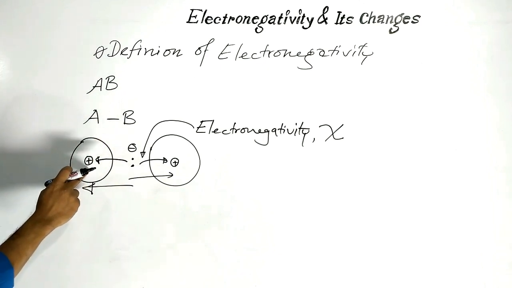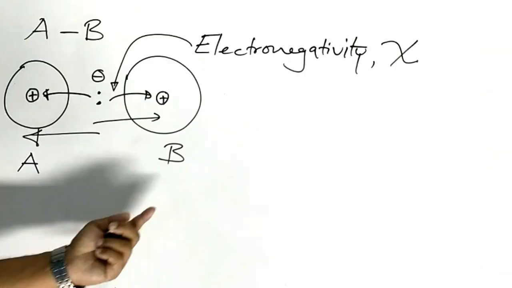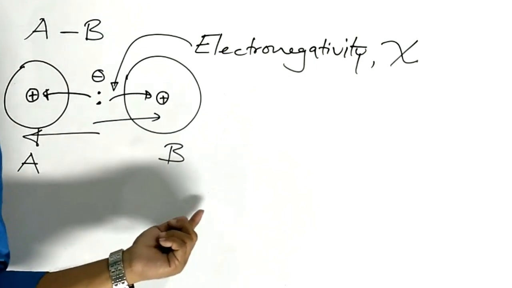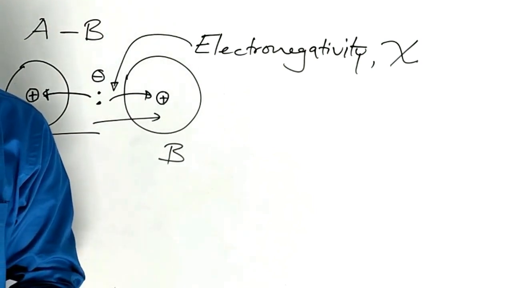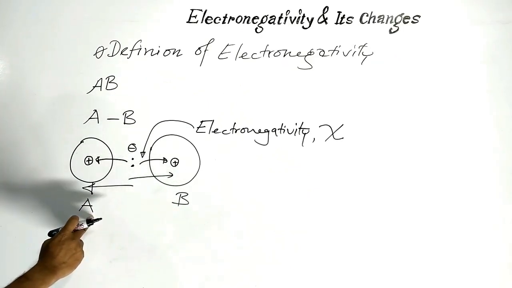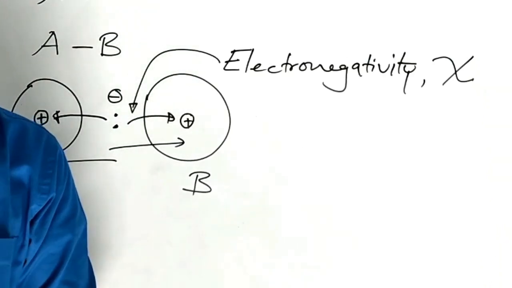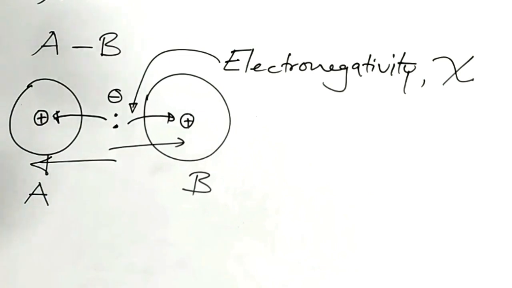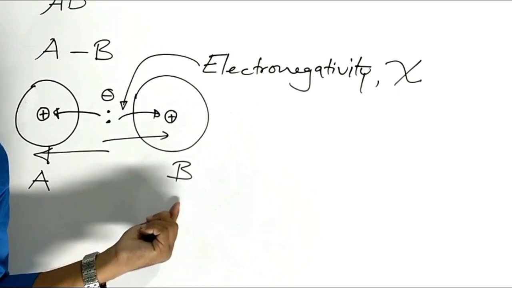The two atoms are from two different elements, element A and element B. So, the effective nuclear charge of atom A and atom B will be different. As these two atoms are different, their electronegativity, that means attraction to the covalently bonded electrons, will be different because their effective nuclear charge will be different.